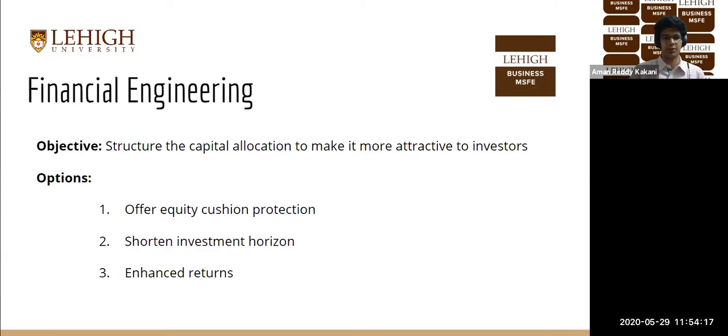And the first was to offer an equity cushion. So we would have tranches, where some equity investors have a seniority to others in terms of protection on cash flows. So some investors will be investing in a safer project than other investors, therefore opening us to a broader range of potential investors. The second is to shorten the investment horizon.